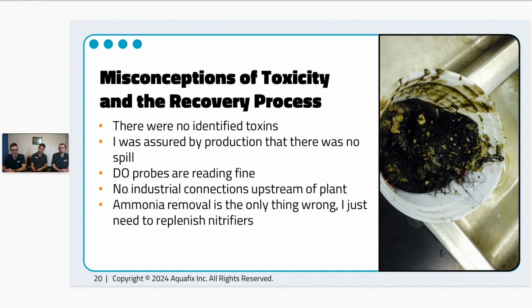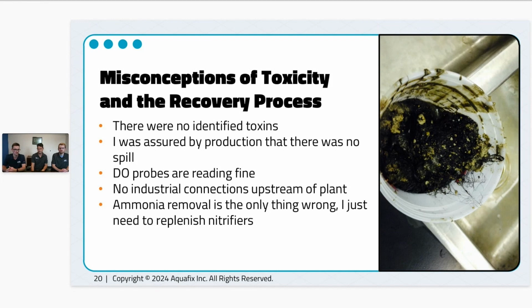Going further down the list here, no industrial connections upstream of plant. Same thing, once again, there's other drivers of toxicity, so to speak, in wastewater systems, especially if you're obviously in a municipal plant, a lot of environmental drivers. So really understanding your plant, understanding plant history, upset history, all is really helpful in working towards a solution.